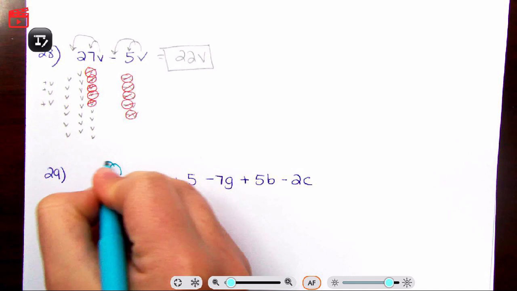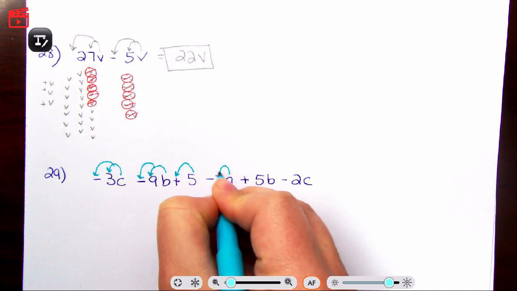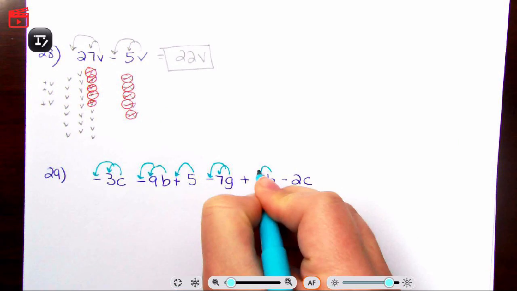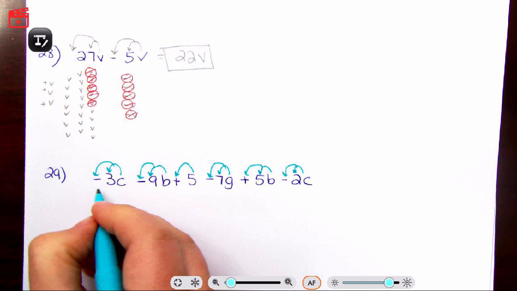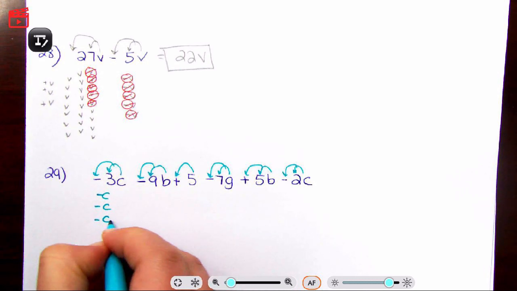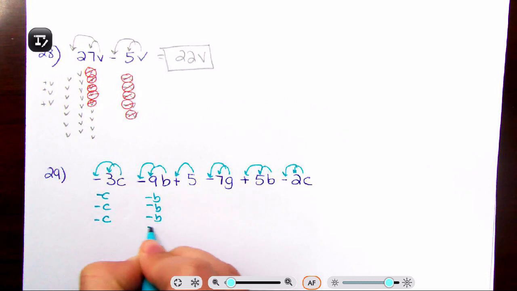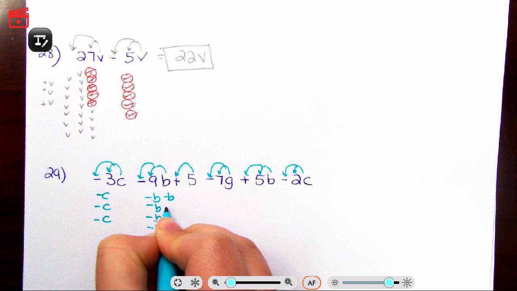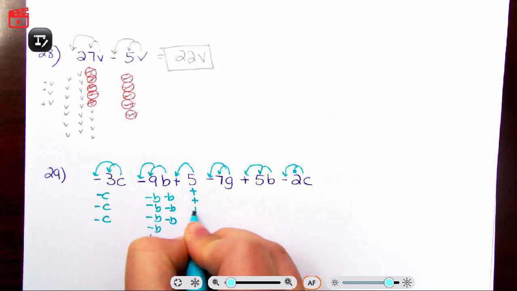I'm going to do this for every single term. A term is just separated by a plus or minus. Let's see what I have. Okay, so I have C's, 3 of them that are minus. 1, 2, 3. I have 9 B's that are minus. 1, 2, 3, up to 9. I have 5 pluses. 1, 2, 3, 4, 5.